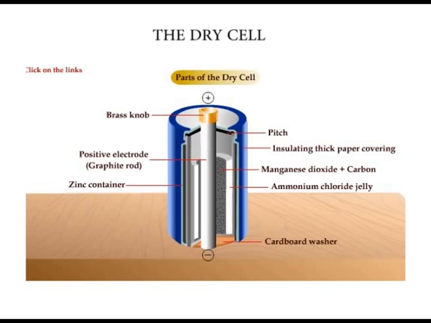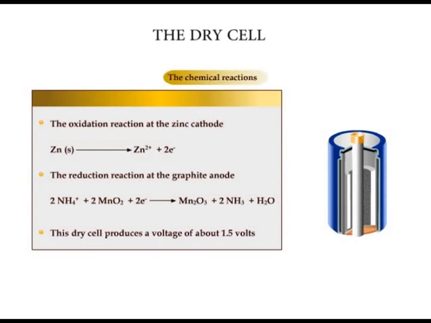The chemical reactions taking place are quite complex, but I have simplified them as appears on your screen. At the cathode, zinc is oxidized into zinc ions, releasing 2 electrons, which are collected by the graphite anode. The reduction reaction at the graphite anode is shown here. This flow of electrons produces electric current. This dry cell produces a voltage of 1.5.